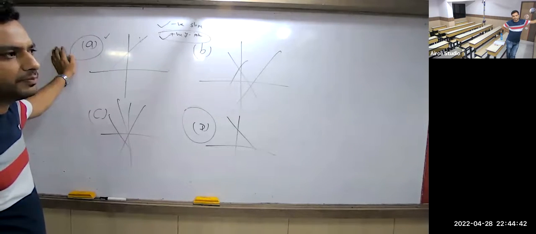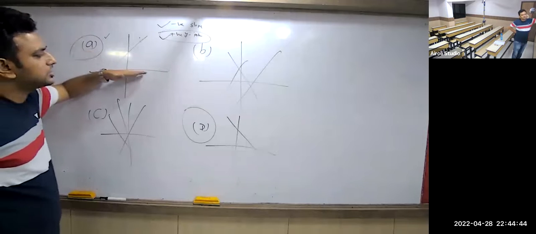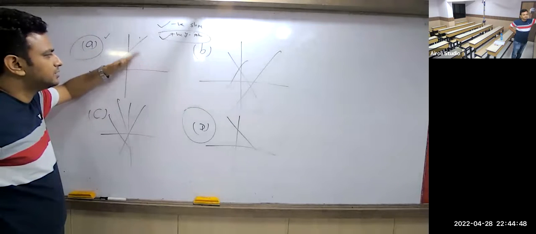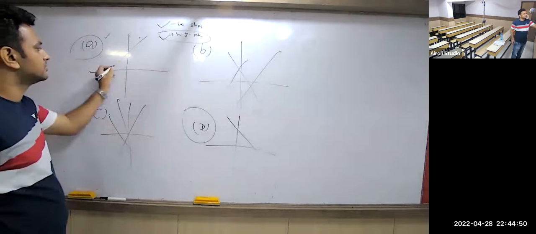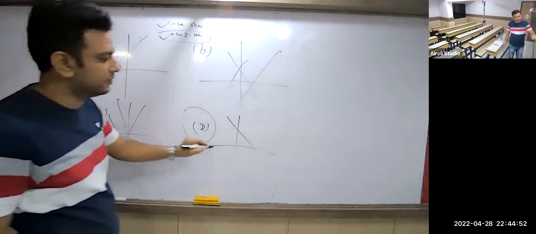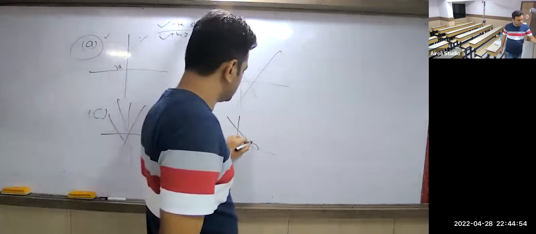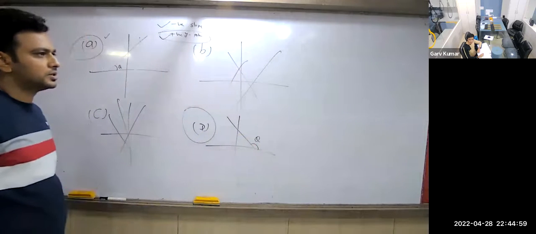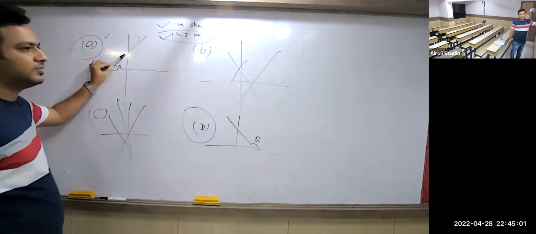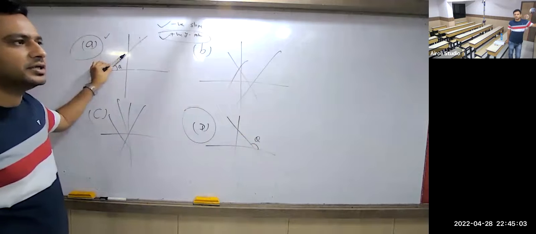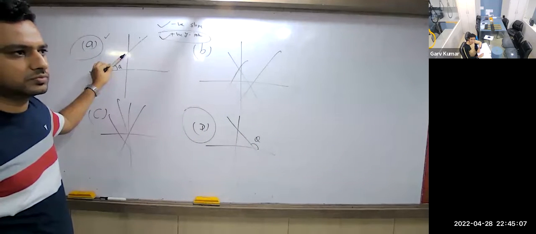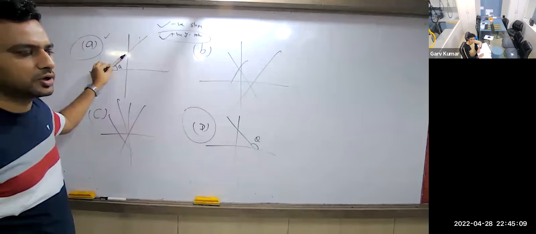The angle made by the line with the positive x-axis. Yes. Okay, so this is the angle. That means this is the theta. In this case, we are getting this theta. Yes. Clear? So can I say this angle will be less than 90 degrees? Yes. Okay.